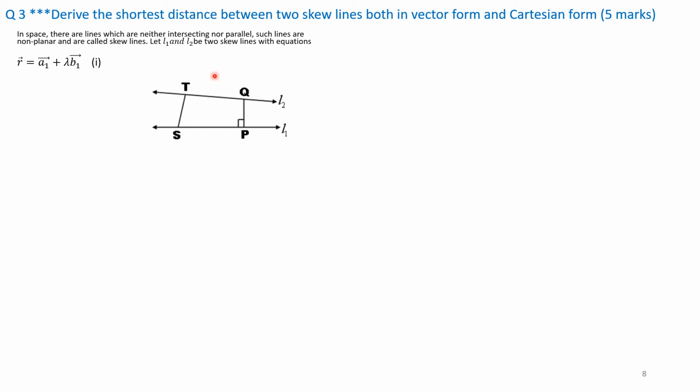Let vector r be equal to vector A1 plus lambda times vector B1 be the first line, equation 1. And r is also equal to vector A2 plus mu times vector B2. Let it be equation 2. The angle between the two lines is given by the relation cos theta is equal to mod of B1 dot B2 divided by mod of vector B1 into mod of vector B2.